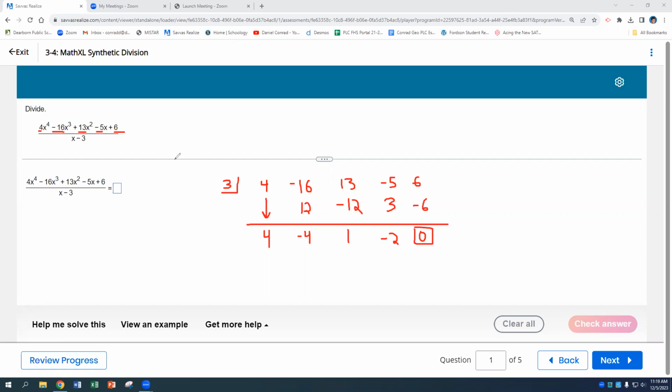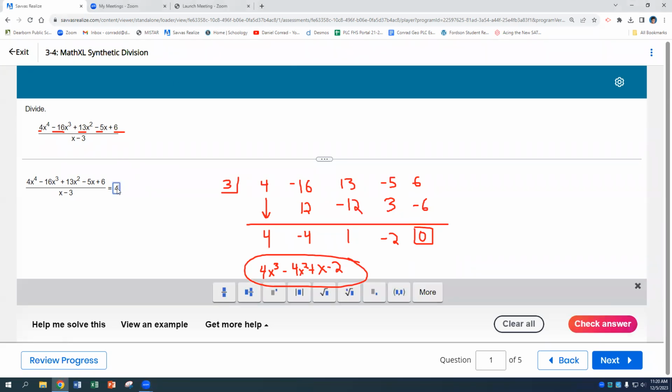Okay, so now if I look over here, my largest exponent is x to the 4th. That means that this one is going to be 4x to the 3rd. And then from there, you just go down: minus 4x squared plus 1x, which is just x, and then minus 2. I have no remainder, so this is going to be my answer. So I can put in 4x to the 3rd minus 4x squared plus x minus 2.